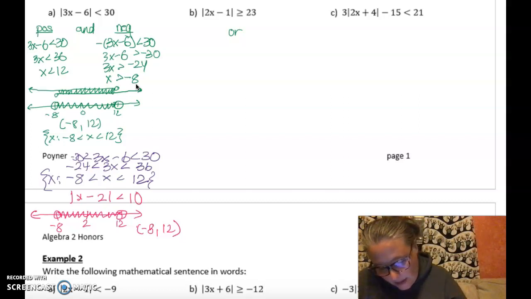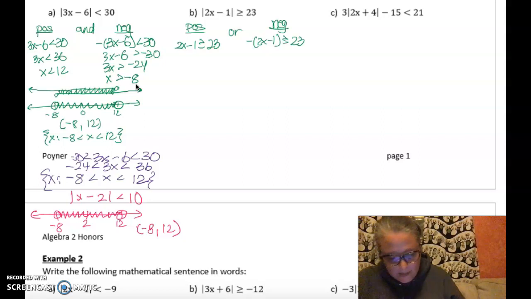So we have the positive, the negative, 2x minus 1 is greater than or equal to 23, or the negative of 2x minus 1 is greater than or equal to 23. And then you solve them each individually, and it's just an or. So the 2 pieces end up in opposite directions here. So we go with 2x is greater than or equal to 24. I almost said 23 again. So x is greater than or equal to 12.